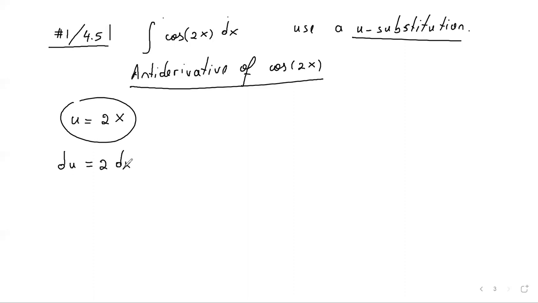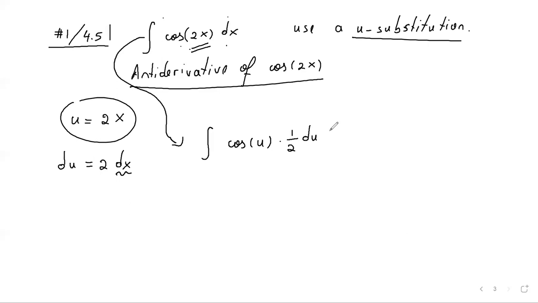Now, let's see what the formula gives us, and let's see what we have to force in there. So this thing here is the antiderivative of, and you can see that you have a 2x. So this is the antiderivative of cosine u. 2x would be u. And then dx, which is 1/2 du.